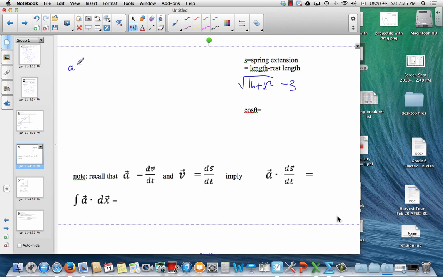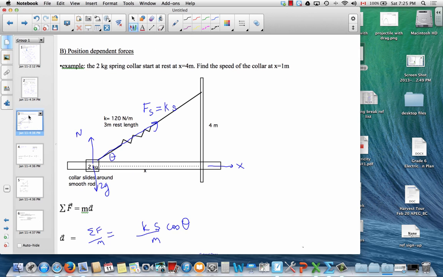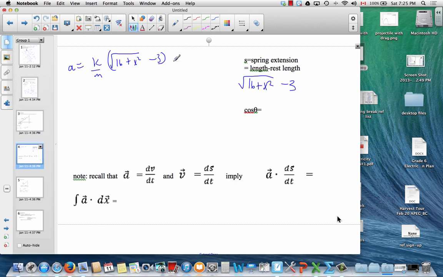So our acceleration is k over m times s, which is this thing, and then times cos theta. Well, cos theta, if we go back to our diagram, is going to be x over that same hypotenuse, because it's adjacent over hypotenuse. So that's going to be x over the root of 16 plus x squared. I guess I had some room over here, so let's put that in here. Okay, so that's our acceleration. It clearly depends on the position x.